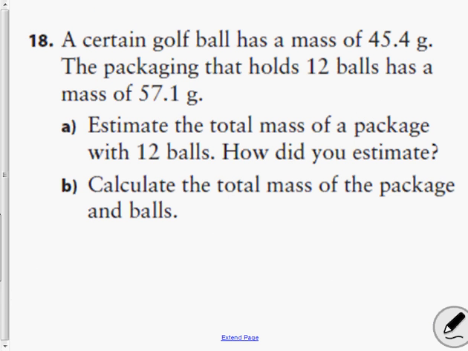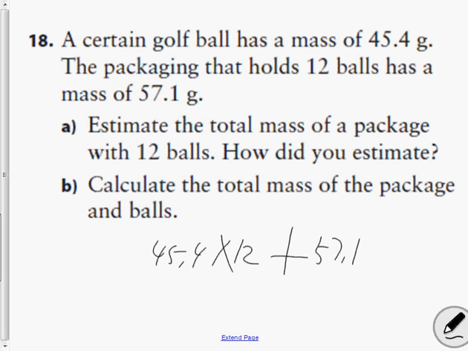Is this the last question? No. Second last. A certain golf ball has a mass of 45.4 grams. The packaging that holds 12 balls has a mass of 57.1. Estimate the total mass of the package with 12 balls. So here we will have 45.4 multiplied by 12 plus the packaging, which is this. Okay? So we really have a bed mass question.